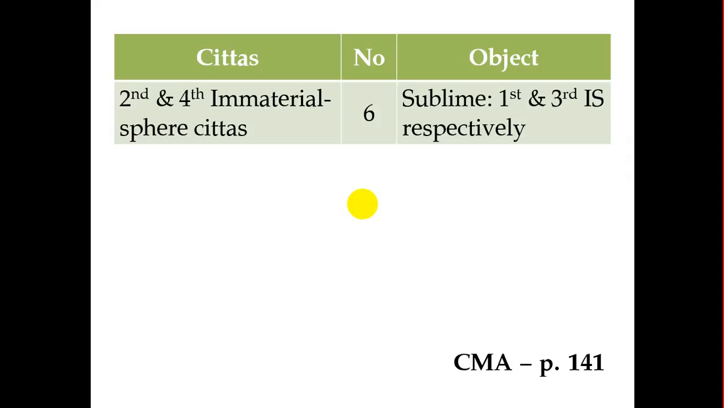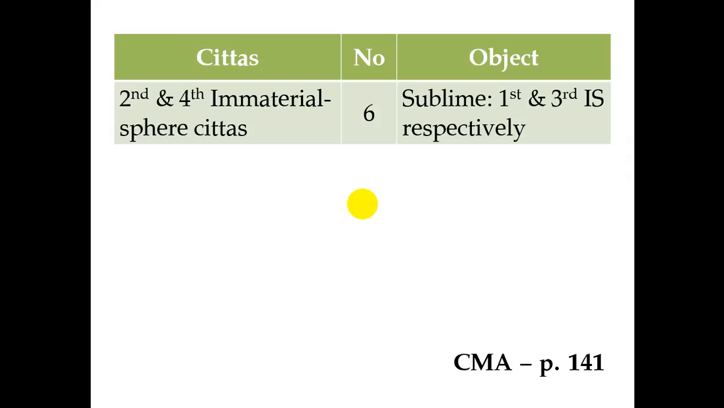So the first immaterial jhana is sublime, right? Sublime. So therefore, the second immaterial jhana chetasika will take a sublime object. Sublime object means the first immaterial jhana, right?